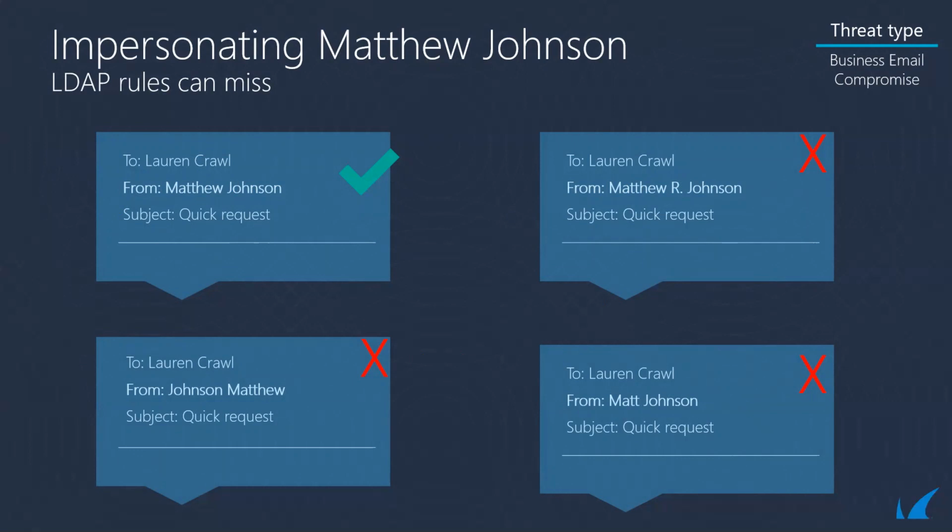Well, it sounds great, but what if I am on LinkedIn and figure out that, oh, okay, the president and CEO of this company is Matthew Johnson. Well, I'm just going to send an email that says I'm Matthew R. Johnson or Matt Johnson or Johnson Matthew. So all these different iterations that aren't listed in that rule set can very easily circumvent those type of rules.